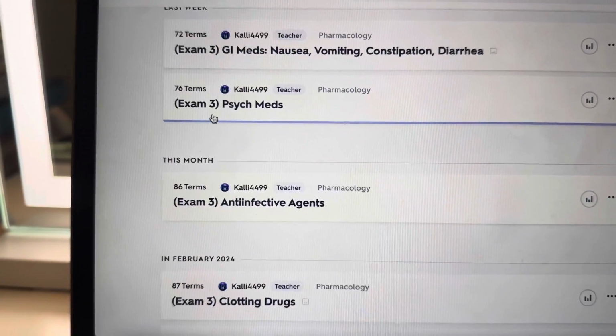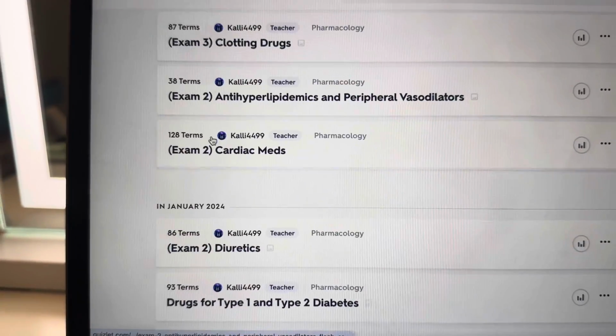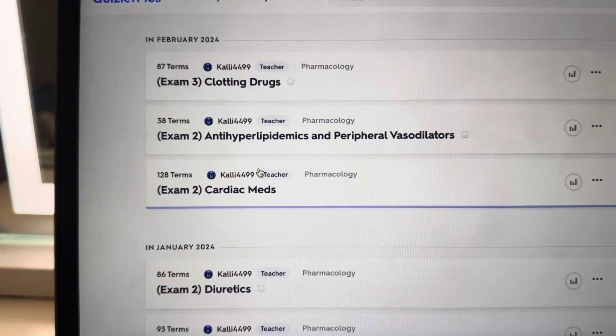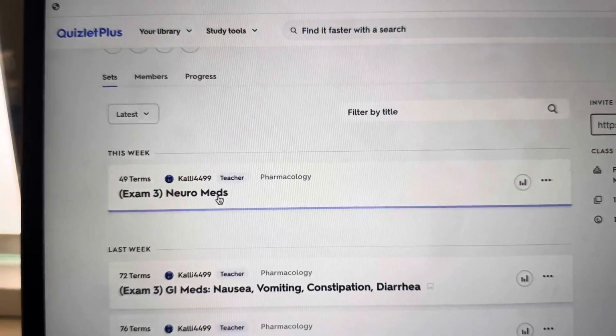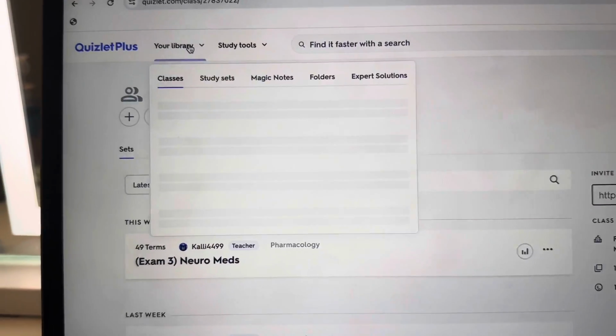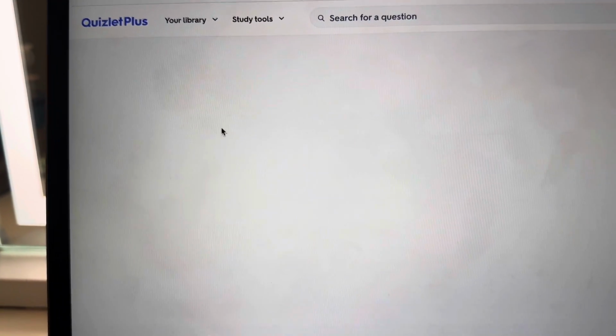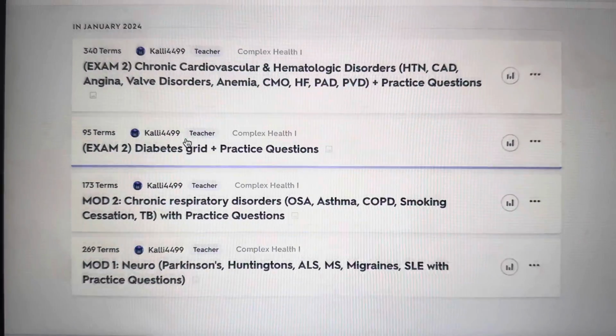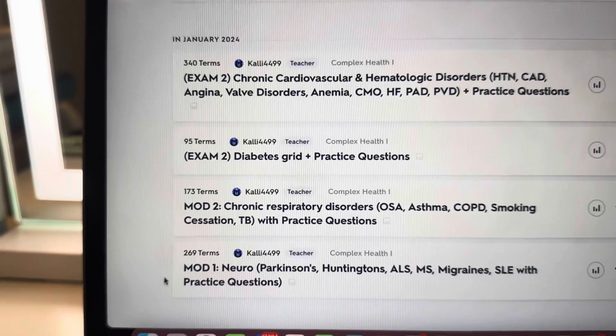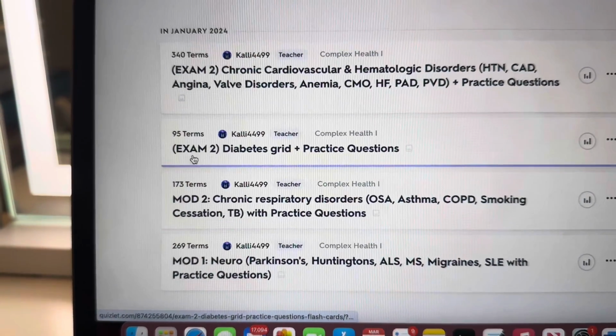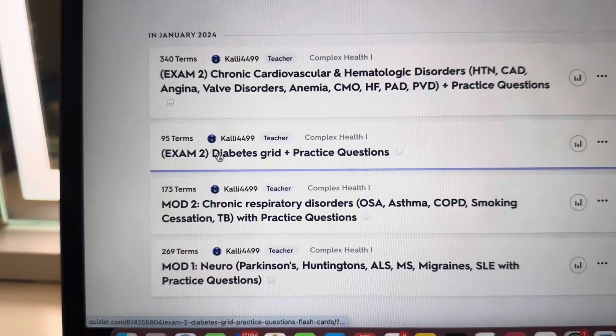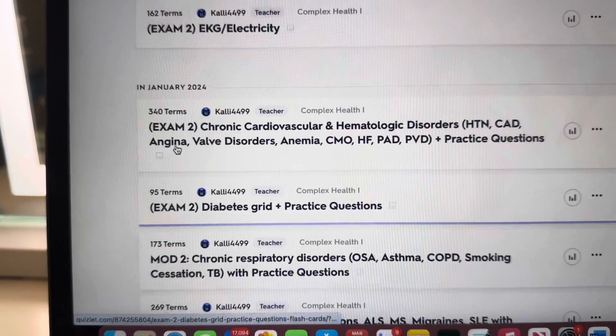In parentheses here, I started putting what exam each study set is for so that I don't get confused. And so these are all my study sets for pharm. And then I'll also show you like my complex health one. So these are all of my study sets for complex health. So for the first exams, I didn't start putting which exam it is in parentheses, but I started doing that because it really helps me not get confused.